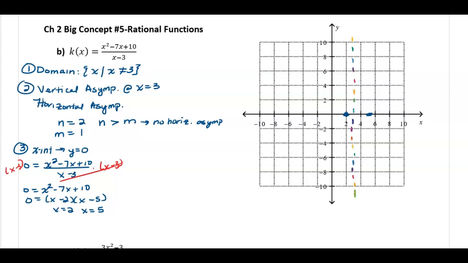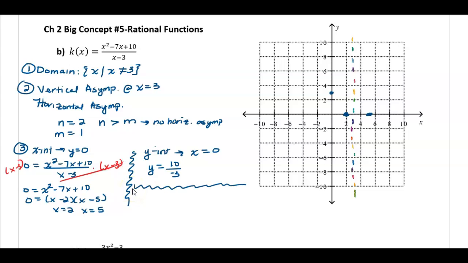Now we have to go ahead and do our y-intercept. It says let x equal 0. So y equals 10 over negative 3. So negative 3 and 1/3 approximately. So I'm going to go up here. Here's 3. We'll say 3 and 1/3 is right around here. All right, so now we have our y-intercept plotted.